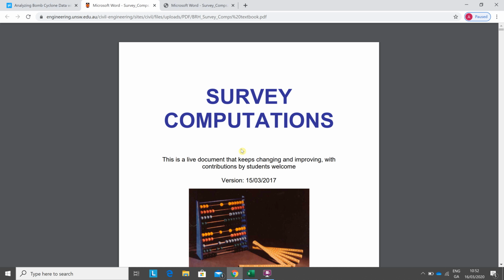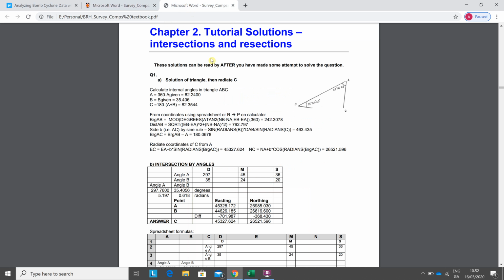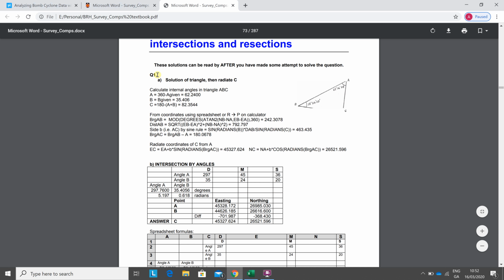And just to give some credit here to this chap where I got this question, you can see where the mouse is pointed to now, the University of New South Wales. Excellent set of notes for survey computations, and I took a particular example, and this example here is question 1. That's on page 73 of 287, so it's an excellent manual if you want to look up yourself.